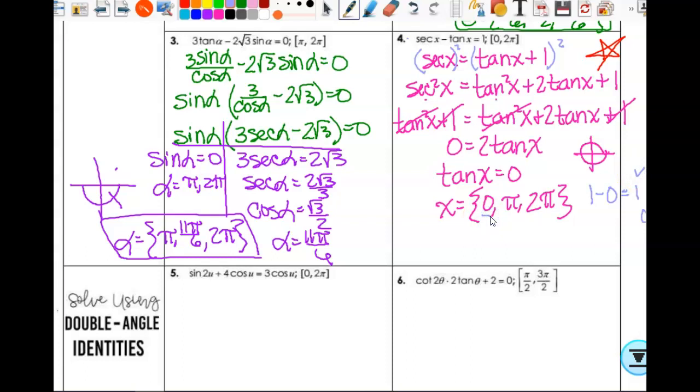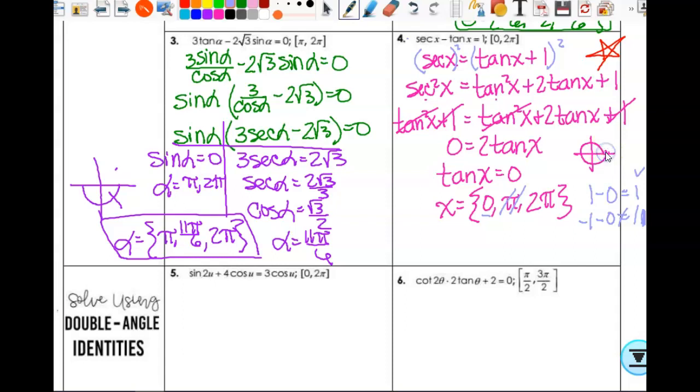So then I'm going to substitute in pi. What's the cosine of pi? -1, and then the reciprocal is -1. So the secant of pi is -1, minus the tangent of pi, which is 0. That does not equal 1, which means that pi is not actually one of our solutions. But -1 minus 0 is not 1, so that doesn't work.